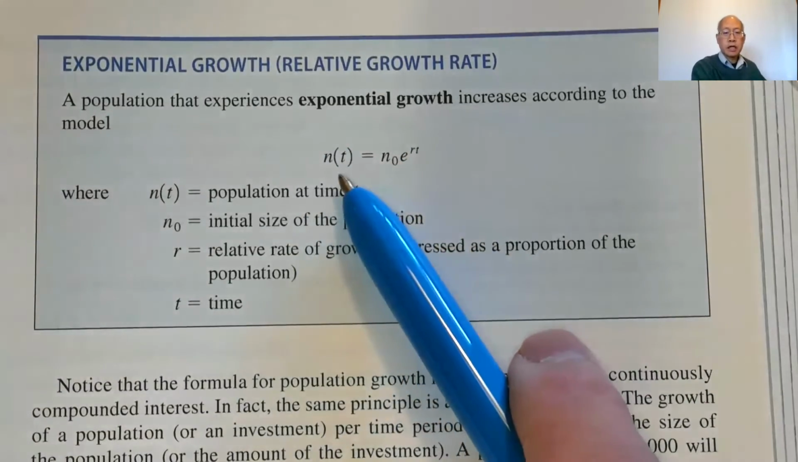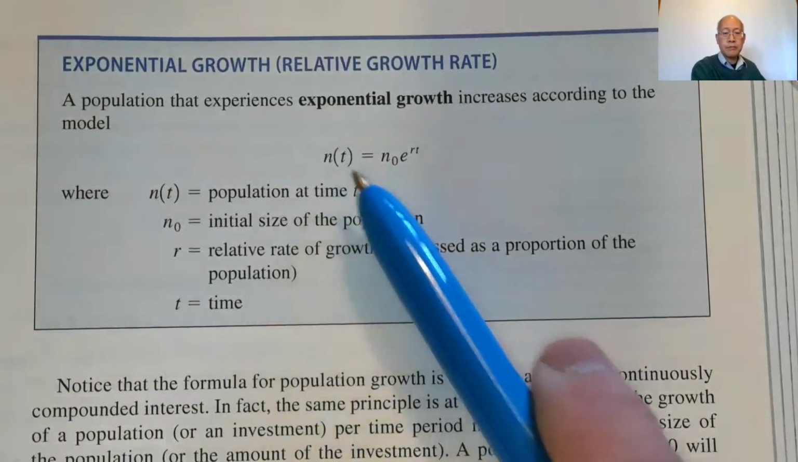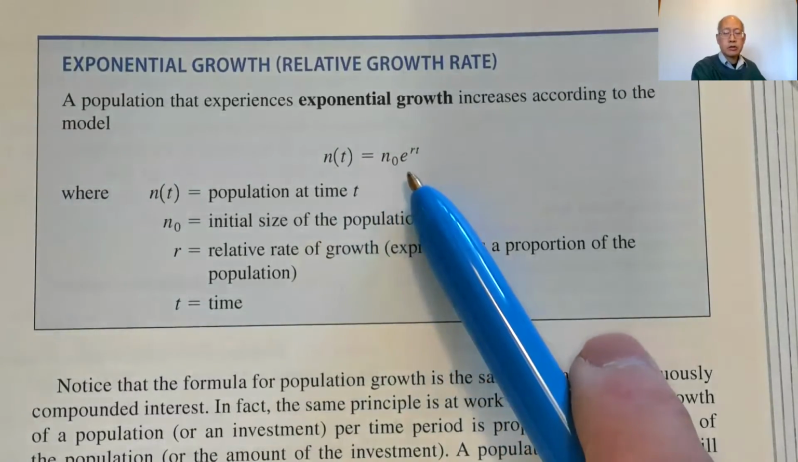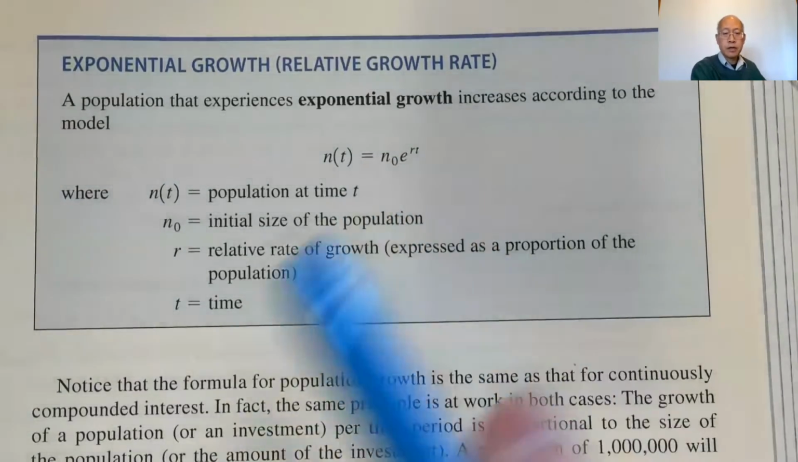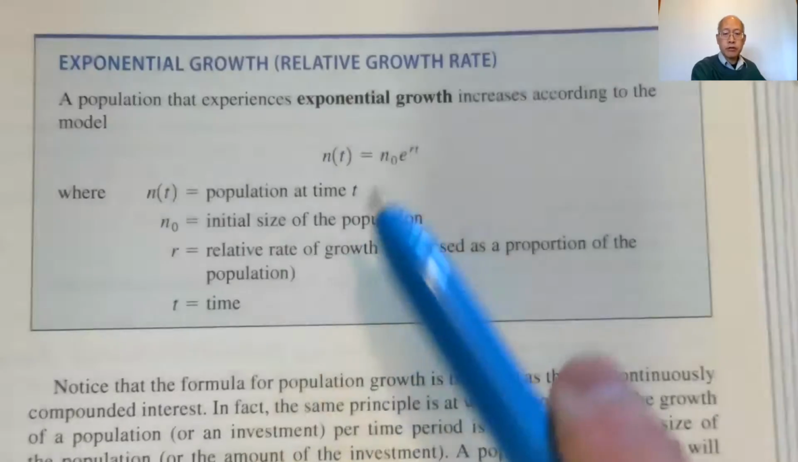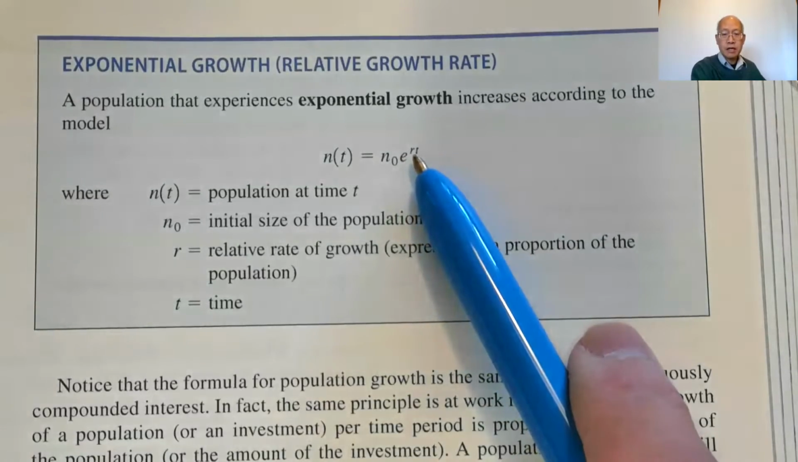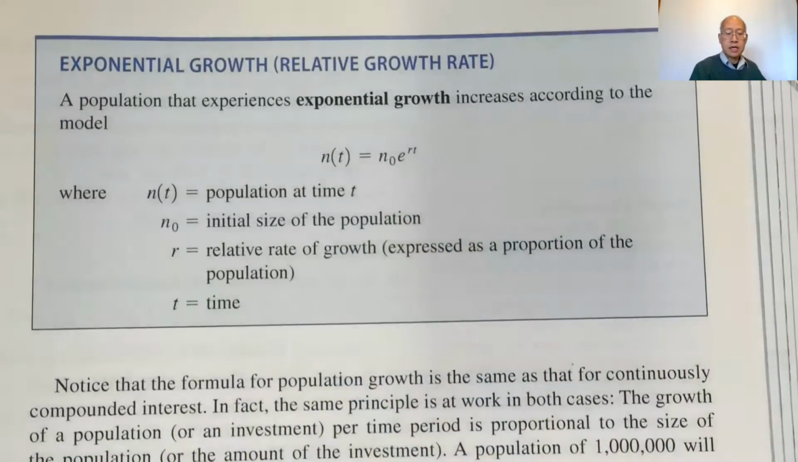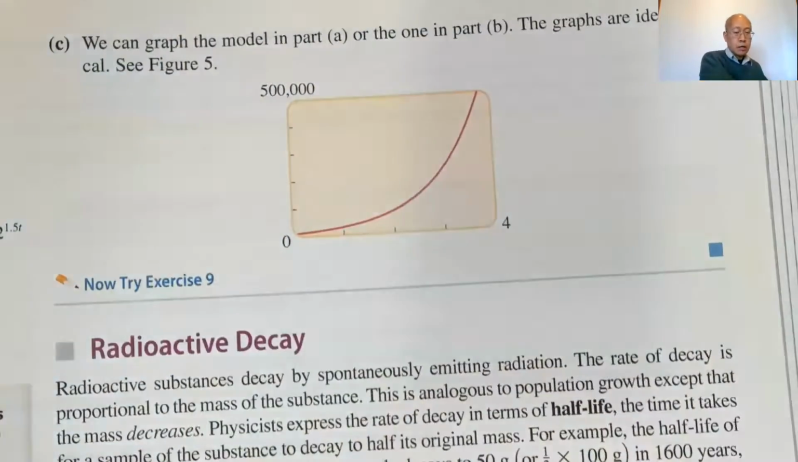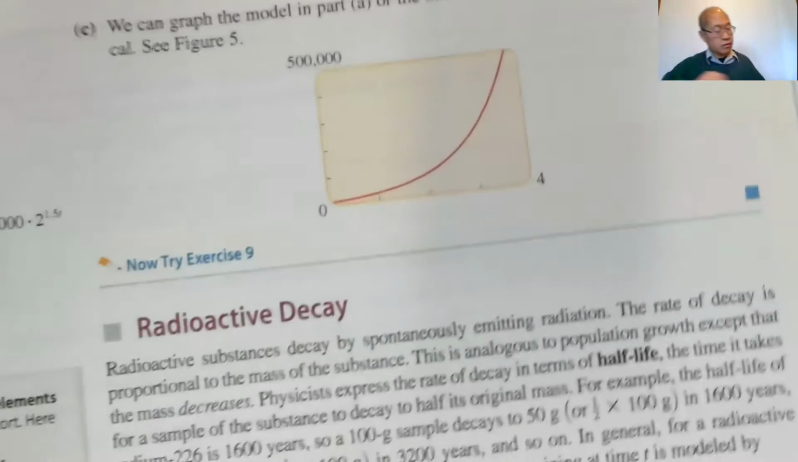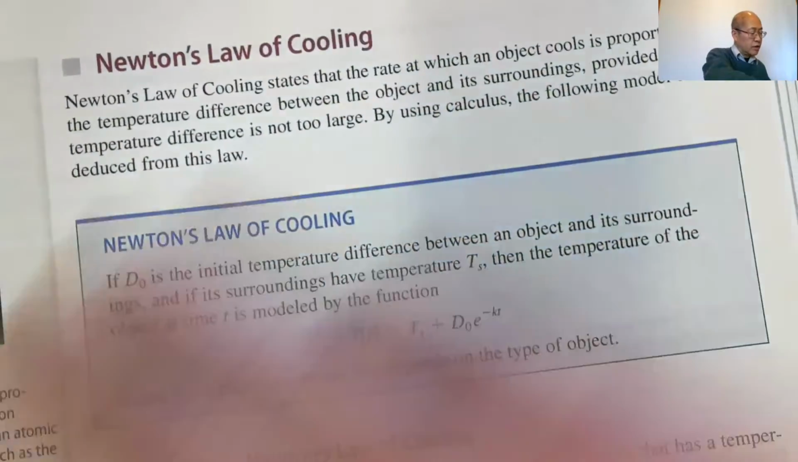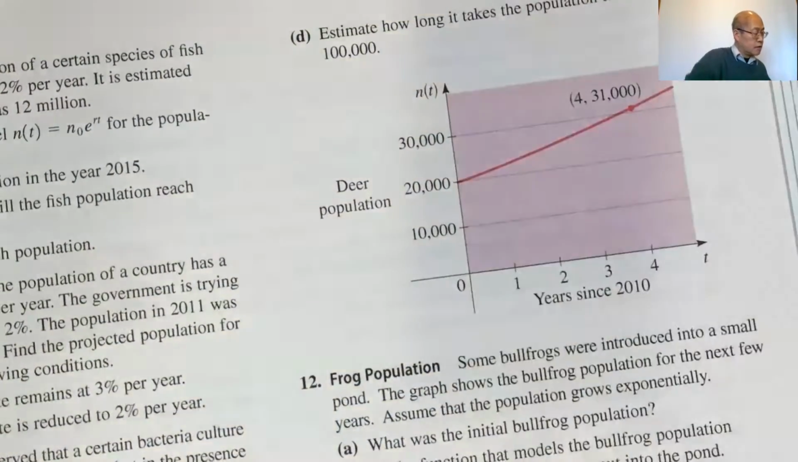N of t is the population after a particular time. N0 is the initial size. I'm going to be using A0. R is the relative growth rate. I'm going to be using k. A lot of books use that. And t is time. So we have problems 1 through 23 for that, and we'll be doing exponential growth and decay.